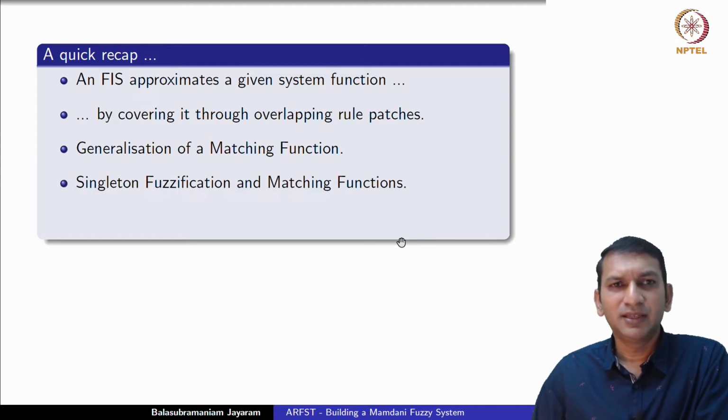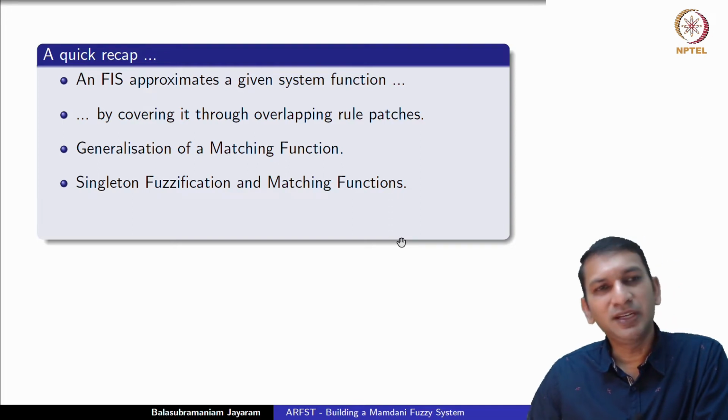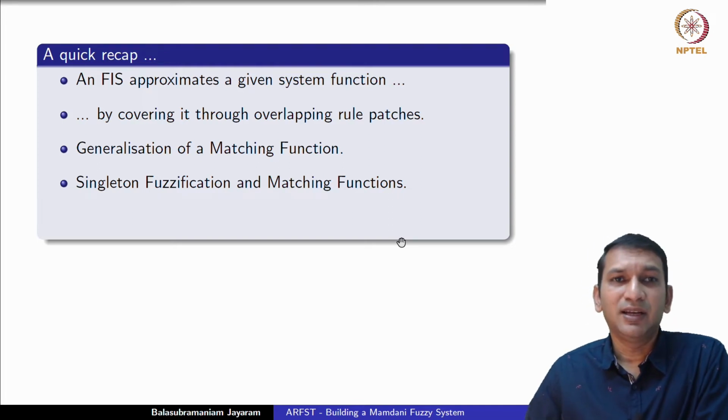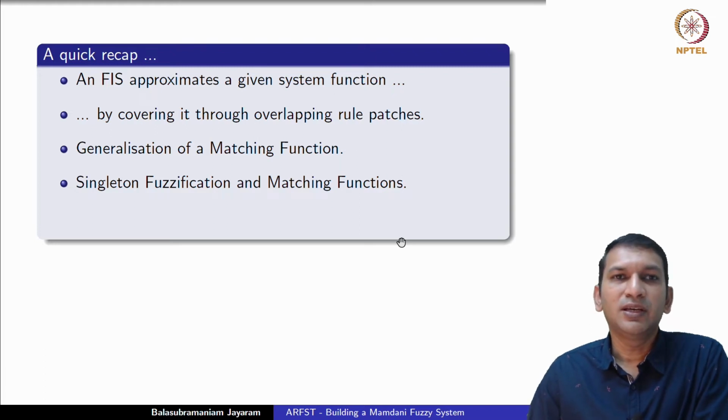We've also seen that for this class of matching functions, in the presence of singleton fuzzification, the similarity value of an input essentially becomes the membership value of that input x0 to the fuzzy set represented by the corresponding antecedent.